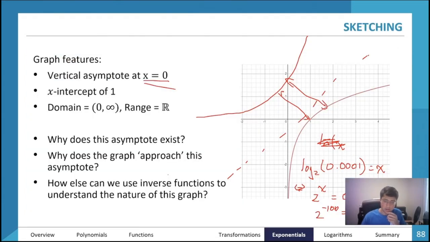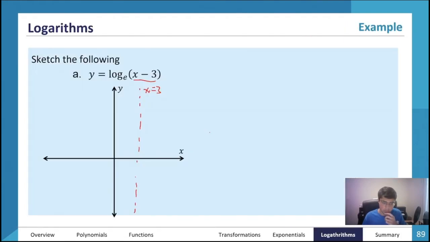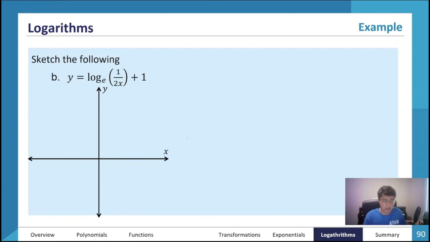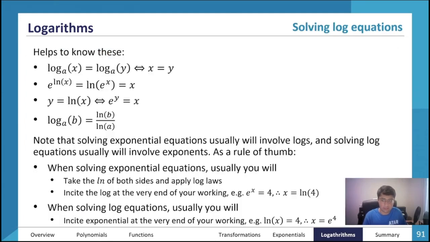And notice here that we have an x-intercept of 1 for the general graph. And if we're translating 3 units to the right, that means that x-intercept is going to go to 4. So we're going to have this be 4. And that's really all the information we need to provide. I'll leave that one for now because we are running low on time.